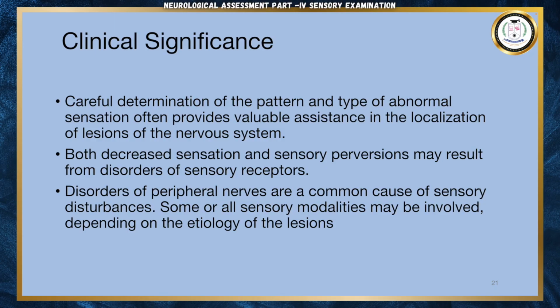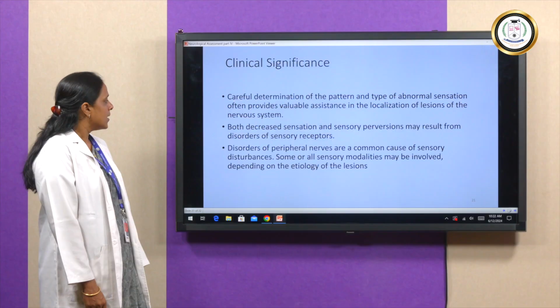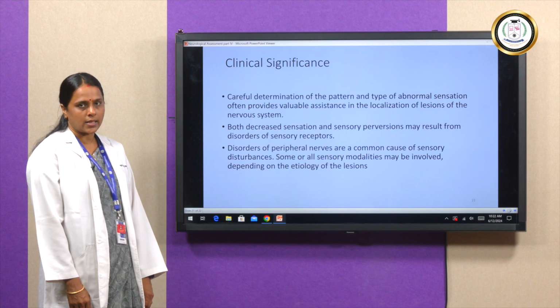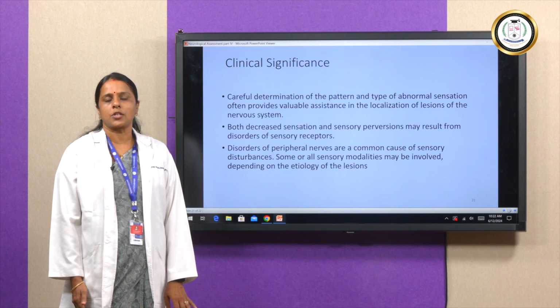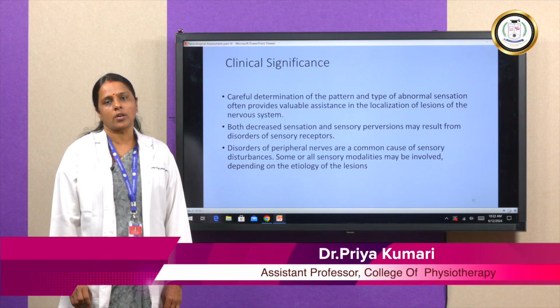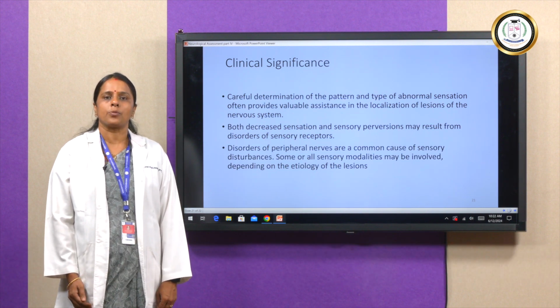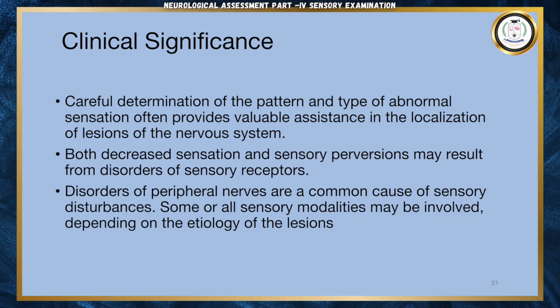Now what is the clinical significance of sensory examination? Careful determination of the pattern and type of the abnormal sensation assists in the further treatment of patients. Decreased sensation may result from disorders of sensory receptors. Disorders of the peripheral nerve can cause severe sensory problems. Patients may have an absence of sensation or diminished sensation, or they might be hypersensitive as well. So if we know about the sensory problems based on the sensory examination, it will help us in planning our treatment protocol.